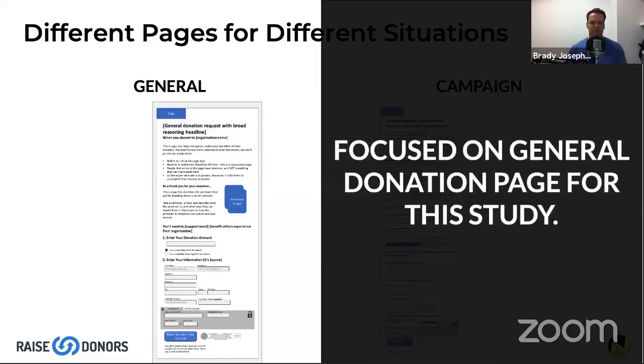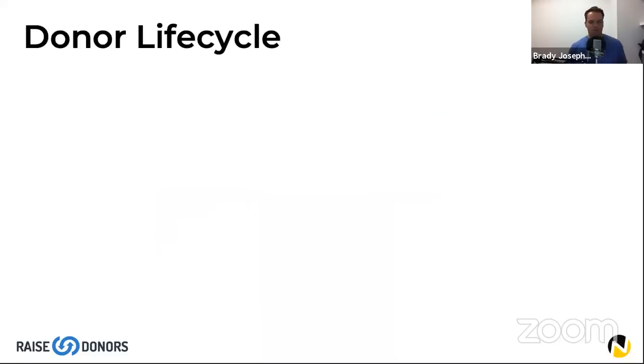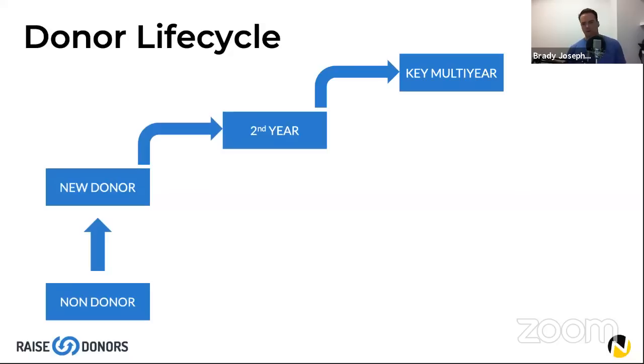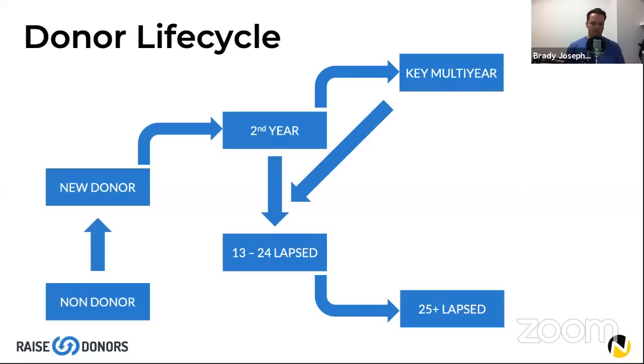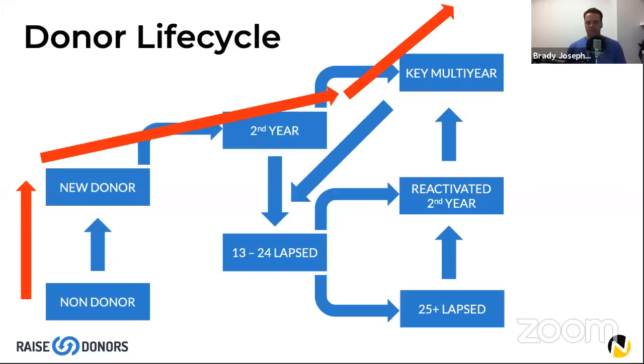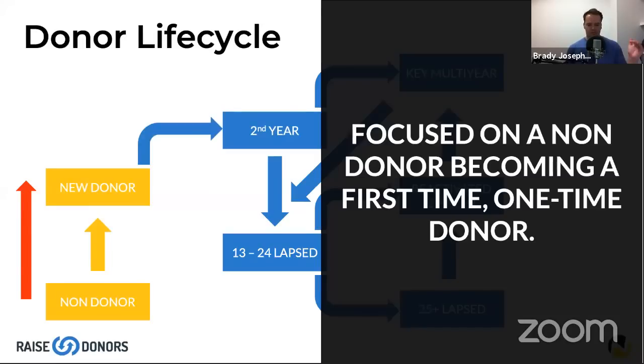These are main general donation pages. And where we are in the donor life cycle, we are a non-donor becoming a new donor. That's where this study is based. In a real donor life cycle, you're trying to move people to a second-year donor, or a key multi-year or recurring donor. And then obviously there are lapsed donors, and we try reactivation strategies. The goal is to move them up into key multi-year, where we know lifetime value is greater. But for this study, we're going from a non-donor to a new donor. That's also important because there are different strategies and techniques you should use on your donation page in different parts of the donor life cycle. So that's where we are.